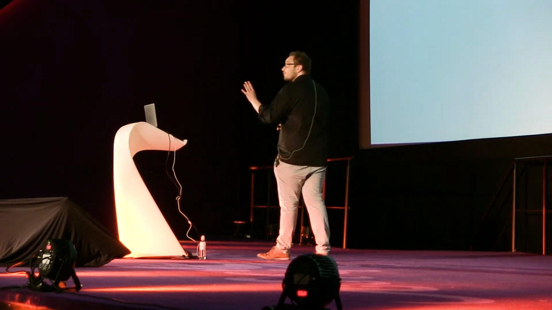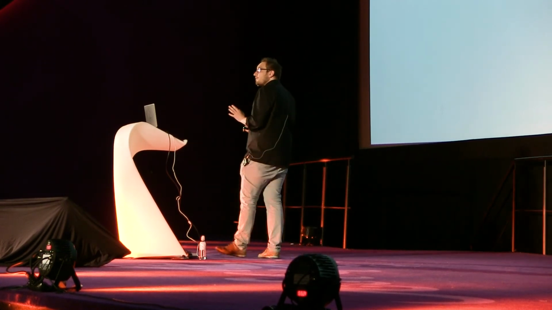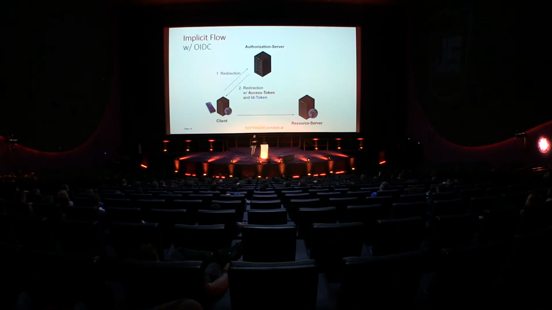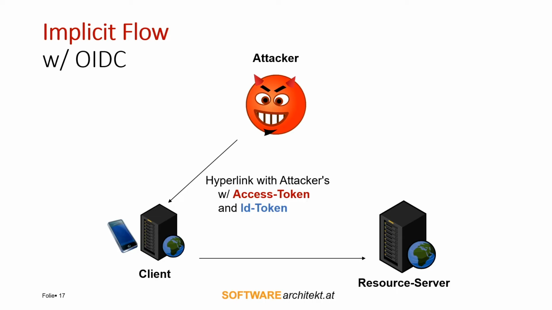Let me just show 2 of those attacks that are possible with implicit flow when you don't align with best practices. The first attack is about an attacker which sends you an access token and an identity token. It gives you a URL, and this URL contains his very own access token and his very own identity token.